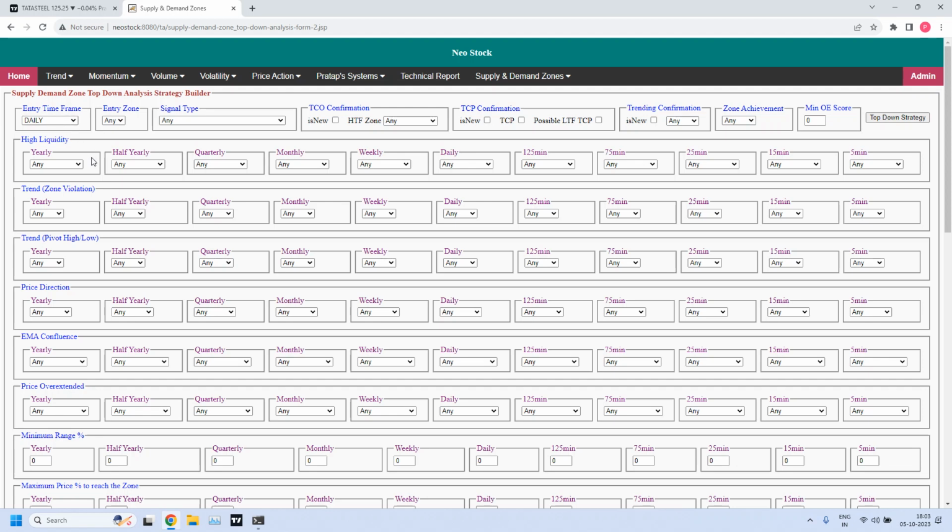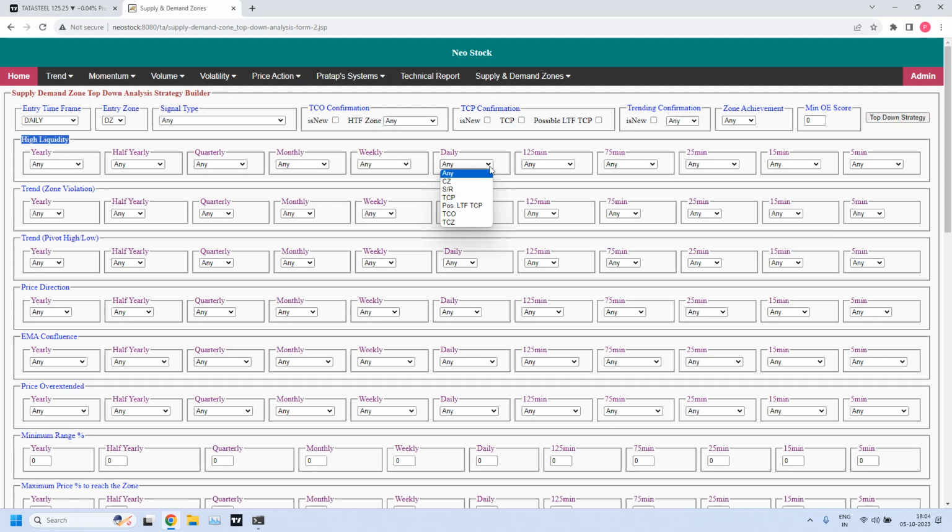For that, you need to build a strategy. So far, we haven't used the strategy builder except looking into the column signal type. Now today, I am going to make use of the other parameters in the strategy builder. So entry time frame is daily, and we are looking for demand zones, right? So I am selecting entry zone as a demand zone, and I am selecting the parameter high liquidity. Which time frame are we looking at? Daily time frame.